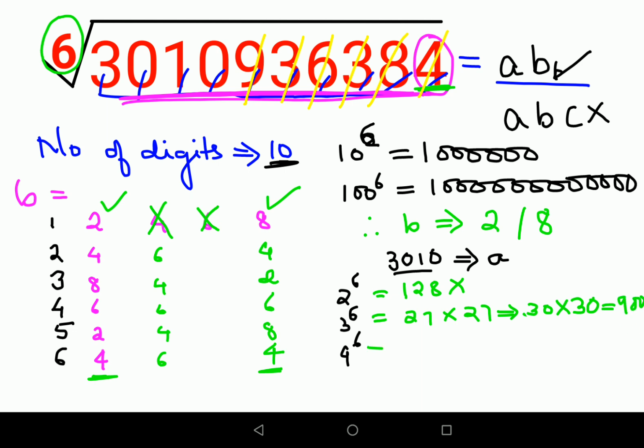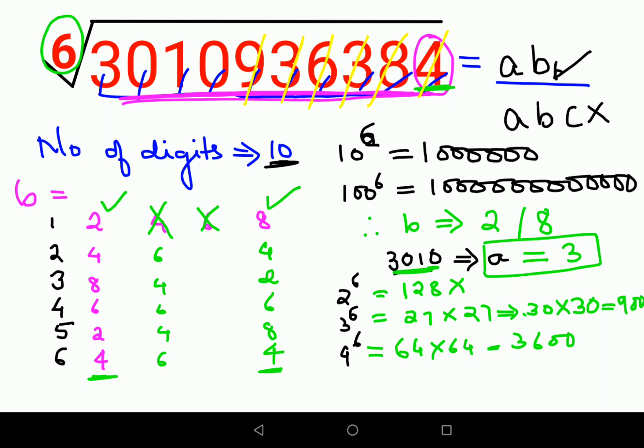Similarly, 4 raised to 6 is 4 cube into 4 cube, which will get you 64 into 64. Let's round it off, 60 into 60 you will get 3600. So this is much bigger than 3010. So by default I can say that the value of A is just 3. This is final for us.